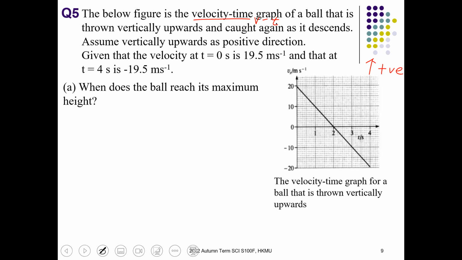When it goes up, we know the velocity should be in positive direction because we just assume vertically upward as positive. So when we throw up the ball, basically it is having positive velocity. And after some moment it drops, it is moving downward, so it will have negative velocity. Between the upward and downward movement, at maximum height, it should have velocity equal to 0.